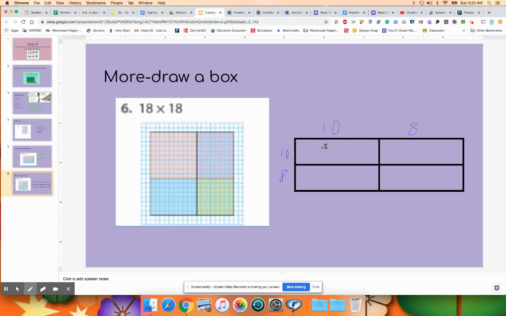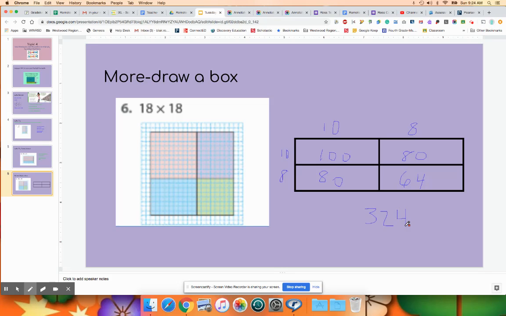So 10 times 10 is 100. 10 times 8 is 80. 8 times 10 is 80. And 8 times 8 is 64. All right. When you add those all together, you will get 324. All right. So that's what you're working on, boys and girls, today.